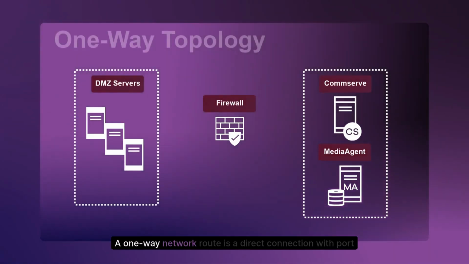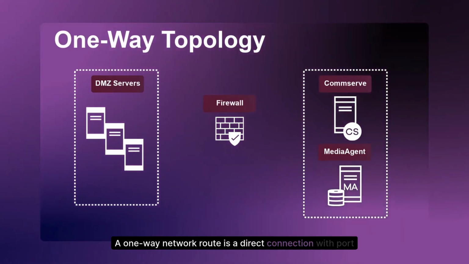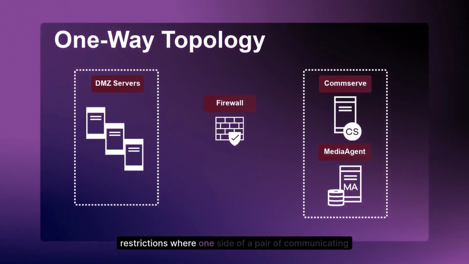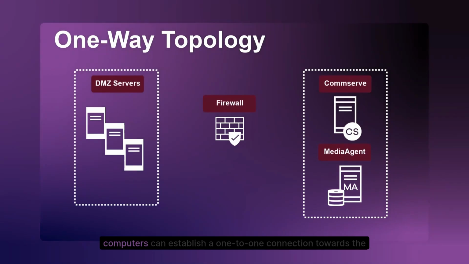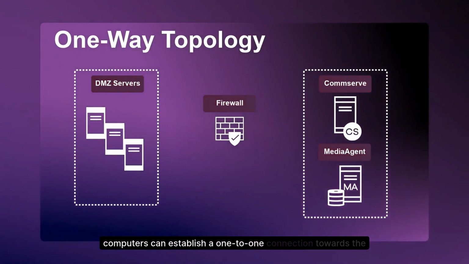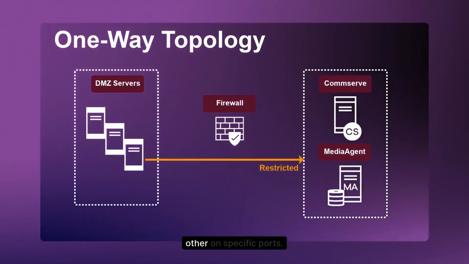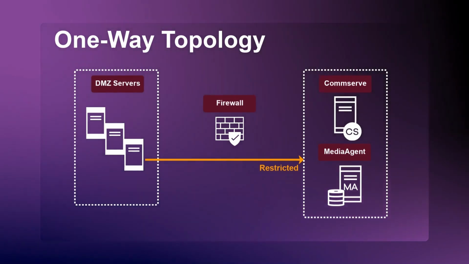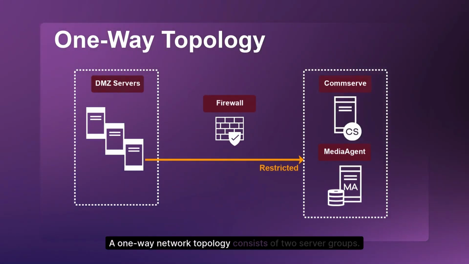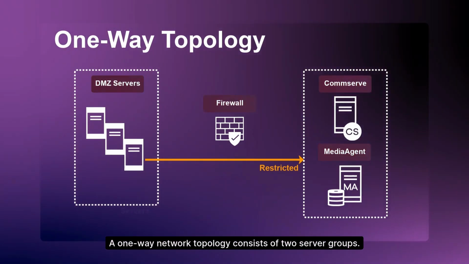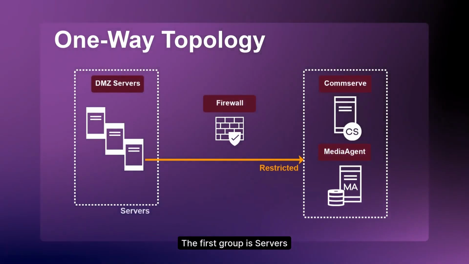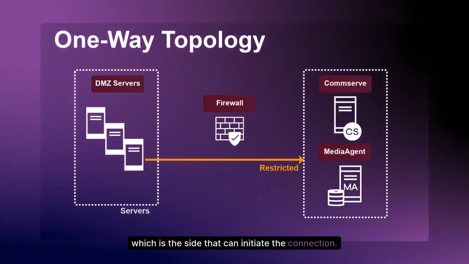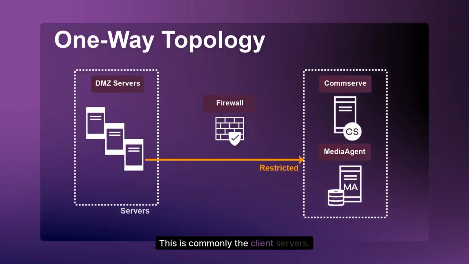A one-way network route is a direct connection with port restrictions where one side of a pair of communicating computers can establish a one-to-one connection towards the other on specific ports. A one-way network topology consists of two server groups. The first group is servers, which is the side that can initiate the connection. This is commonly the client servers.